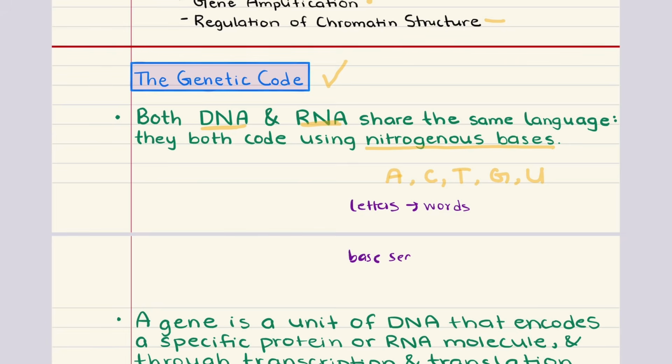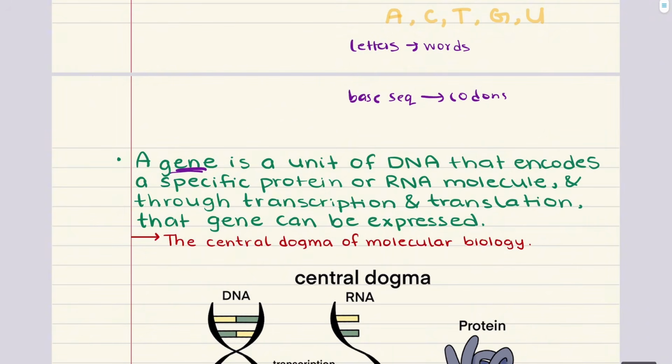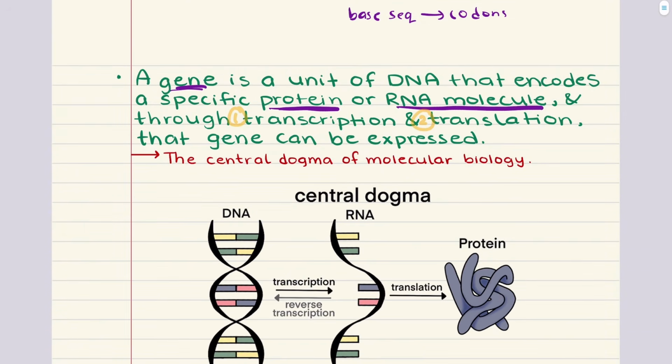Now, a gene is essentially a specific unit of DNA that contains instructions to build a particular protein or RNA molecule. In other words, it's a coded message, and that message can be expressed by going through two essential steps, transcription and translation.